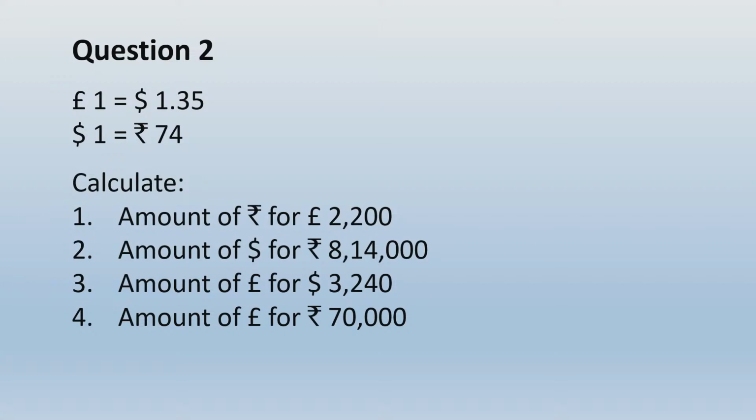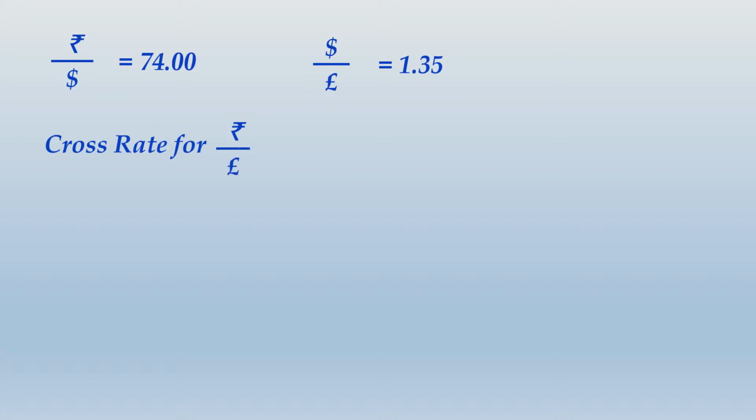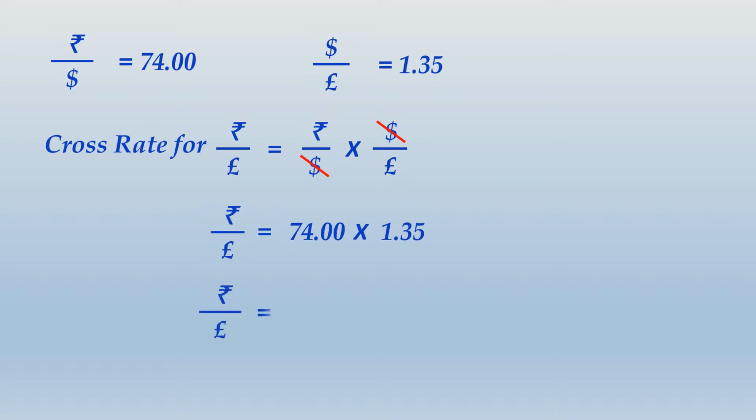I am finding that students are responding by giving answers. So let me now show you the calculations and you can check whether you were correct with the same or not. So when we attempt the solution of this question, rupee per dollar was given as 74, dollar per pound was given as 1.35. Cross rate for rupee per pound we can find by taking multiplication of rupee per dollar into dollar per pound. You get the dollar cancelled out and you simply multiply 74 with 1.35 to arrive at the value of rupee per pound, and what you get finally is 99.90. So this indicates clearly that 1 unit of pound is equal to 99.9 Indian rupees.